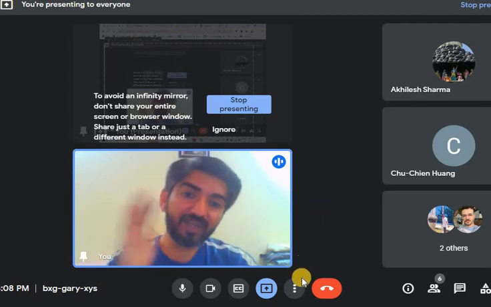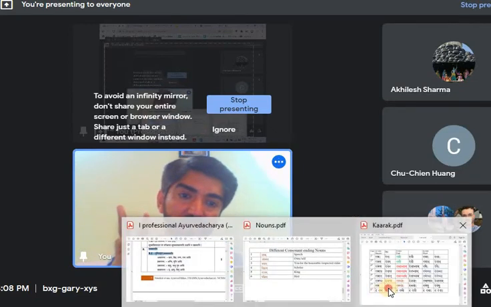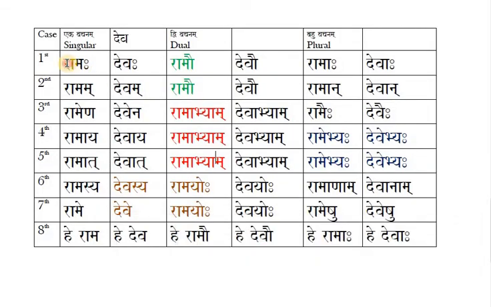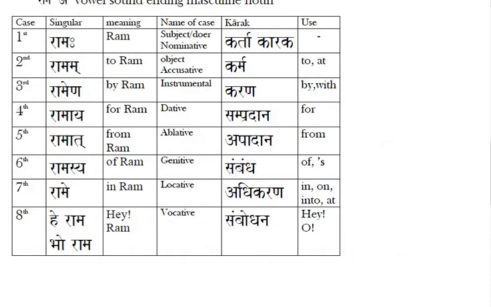Before we understand the similarity between two different words, Rama and Deva, I want you to understand the use of each case: first, second, third, fourth, fifth. So let us go back, students, and understand. First case use, you will tell me, you will respond. What is the use of the first case? Your answer should be subject or doer, right? What is the use of the second case?